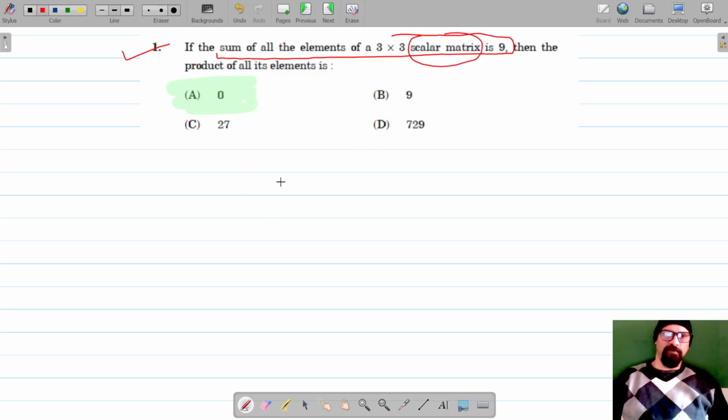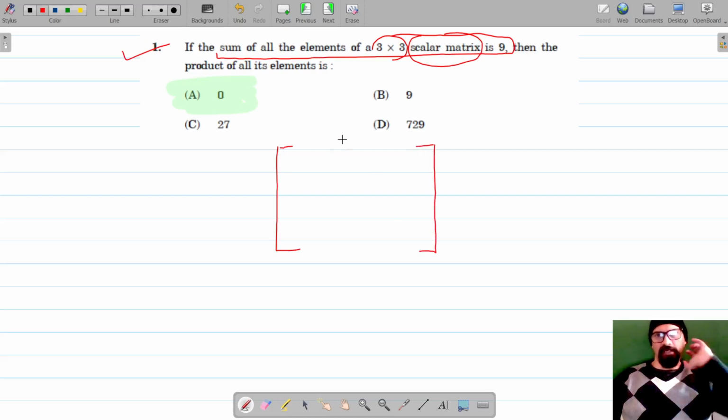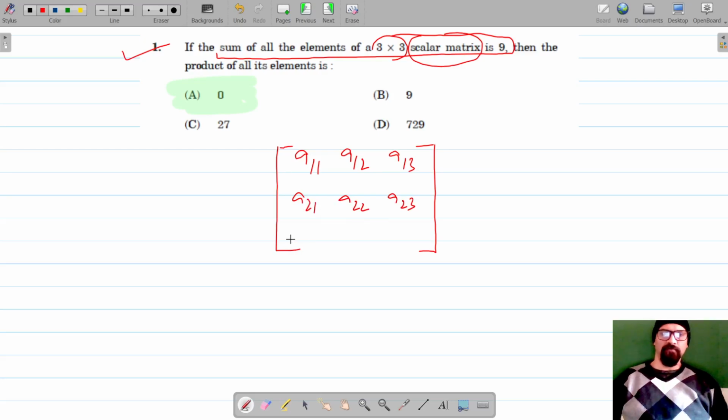So what is a scalar matrix? A scalar matrix is a square matrix, because its order is 3, so it is square as well as a diagonal matrix in which all the diagonal elements are equal. So let's say this is a 3 by 3 matrix, and it has elements a11, a12, a13. So this is a21, a22, a23, and this is a31, a32, and a33. So this is a square matrix of order 3.